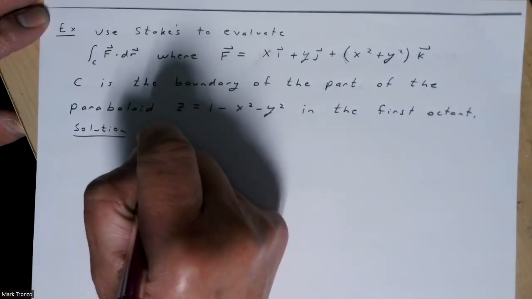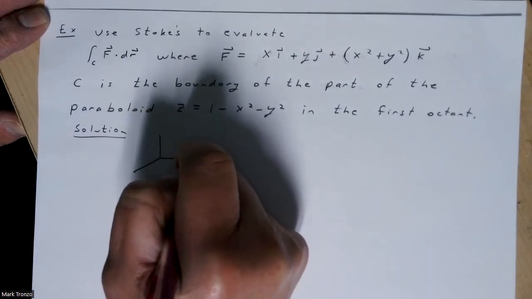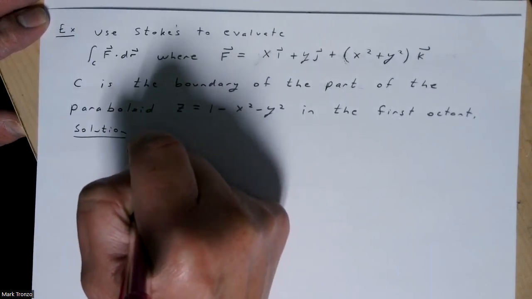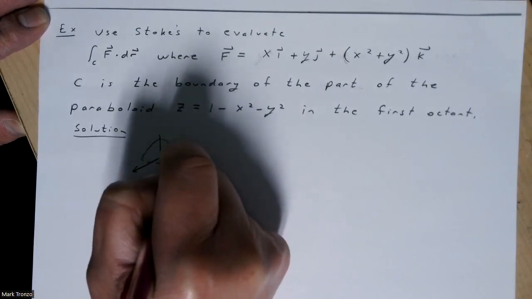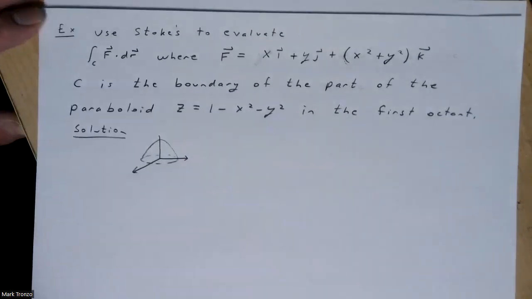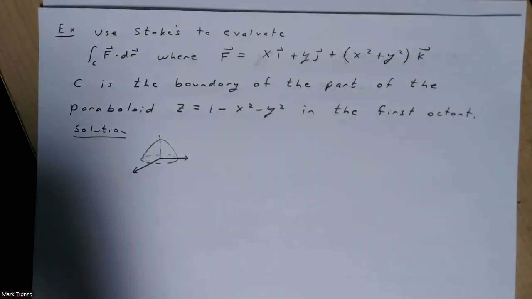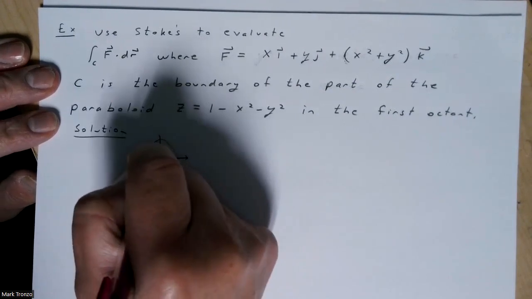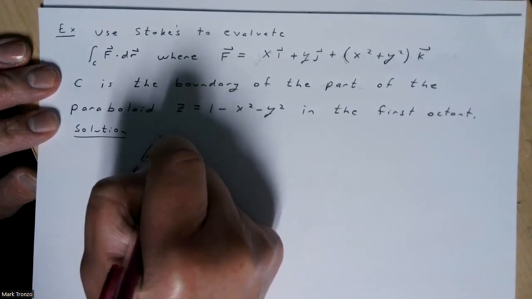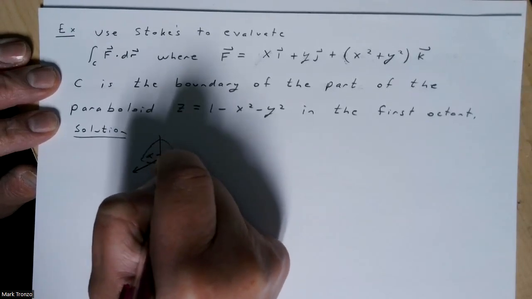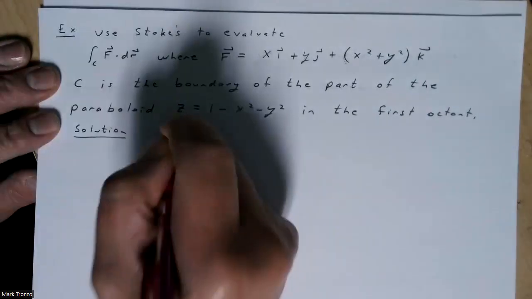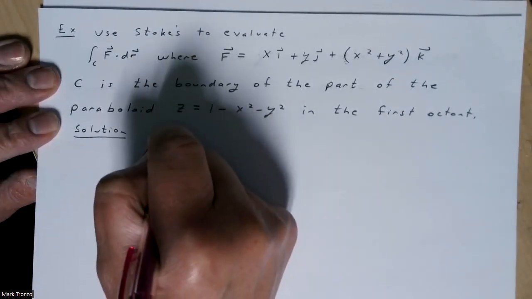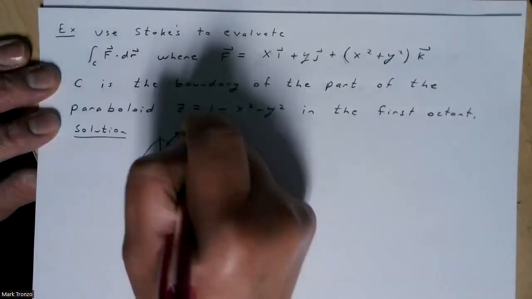Once again, it is sometimes helpful to just draw our paraboloid. And it's going to go something like this. Let's assume it's positively oriented. And so our boundary C is going to go around the bottom like that. And we have our normal vector out here.